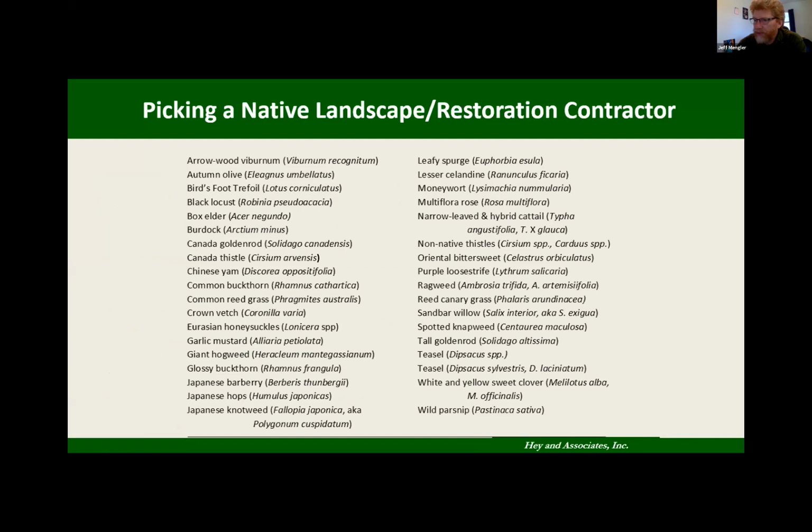So here's the list of things that we thought were the most likely culprits as far as invasive species in the Chicago area in 2016 when we put the guidebook together. There are undoubtedly more, and with climate change, I think we're going to see more and more invasive species coming into our area. The Corps of Engineers has a new list for their mitigation standards that's probably twice as long as this list.